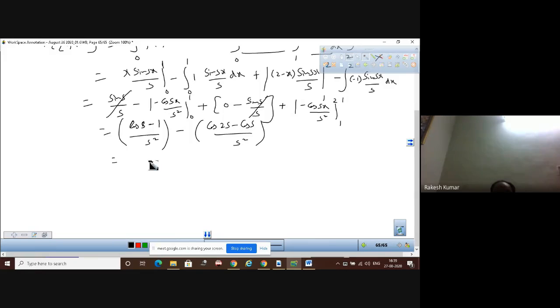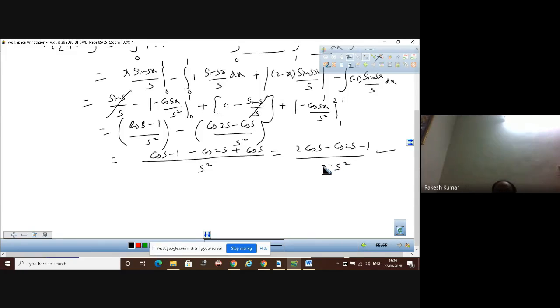So s square is the LCM, that is cos s minus 1 minus cos 2s, and that will be 2 cos s minus cos 2s minus 1 upon s square. So this is the final output of the question, which means that this is the final Fourier cosine transform of the given f of x.